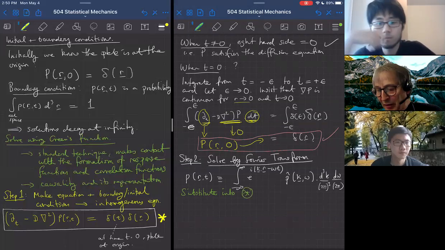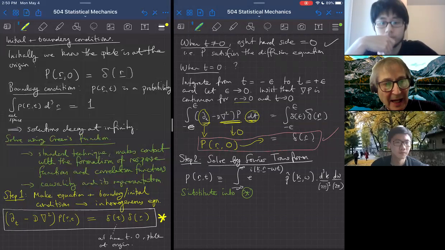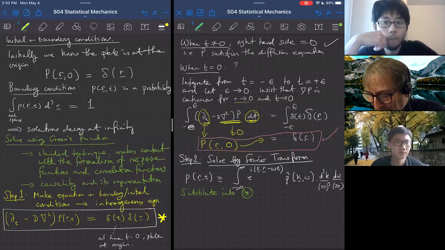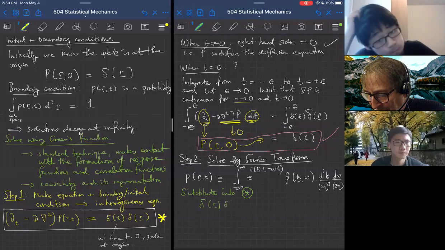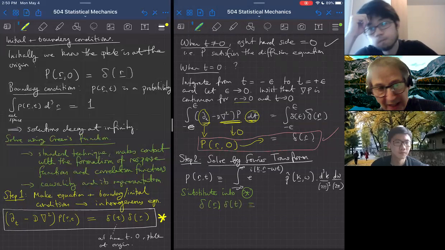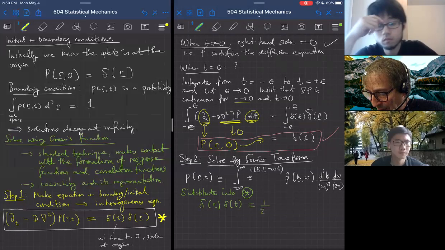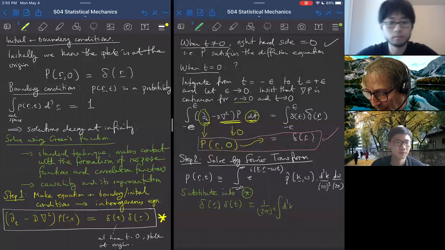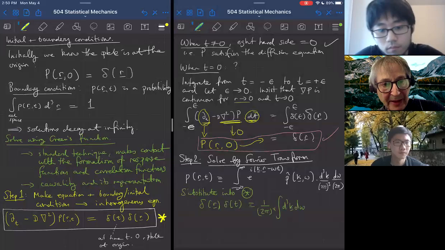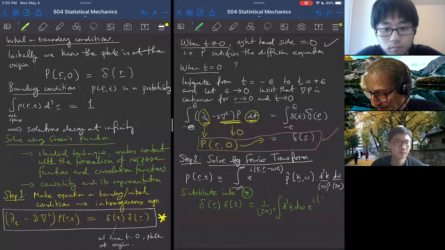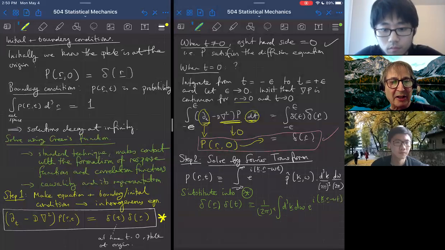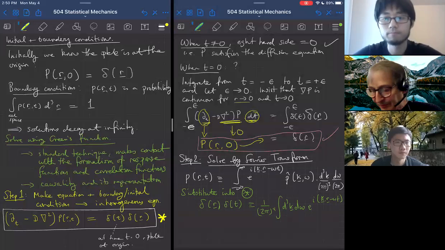So we substitute it into equation star, and of course on the right-hand side, delta of r times delta of t, I can write as 1 over 2 pi to the fourth, the integral d3k d omega e to the i k dot r minus omega t. So that's just the integral representation of a delta function.